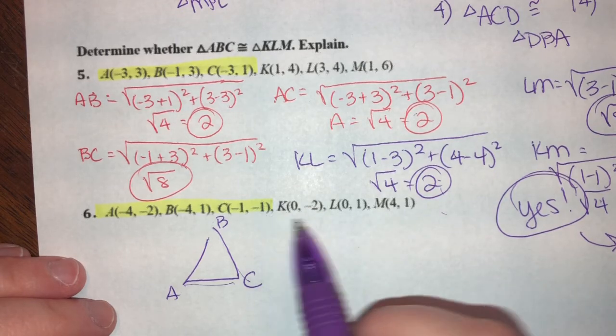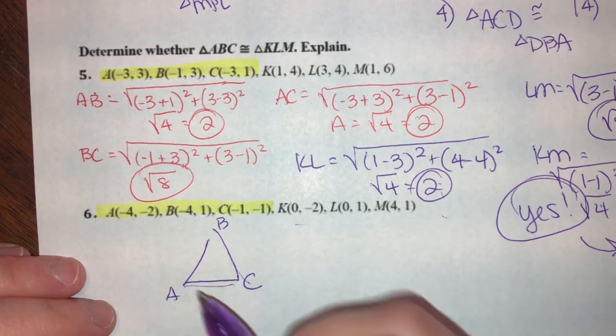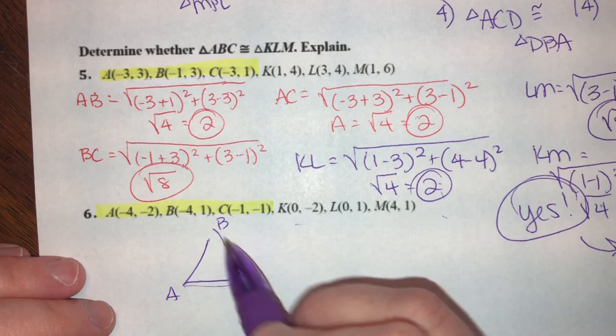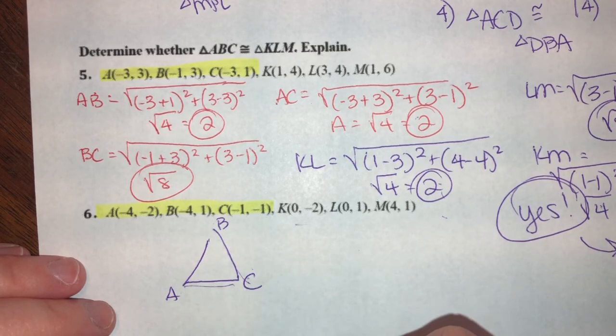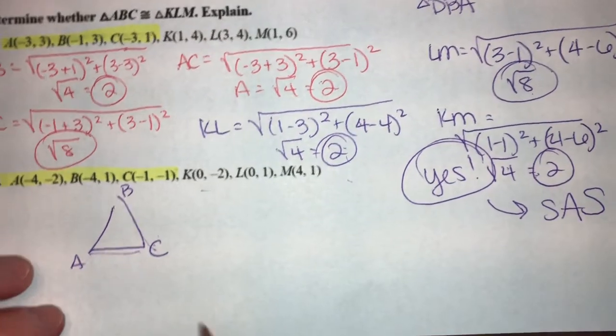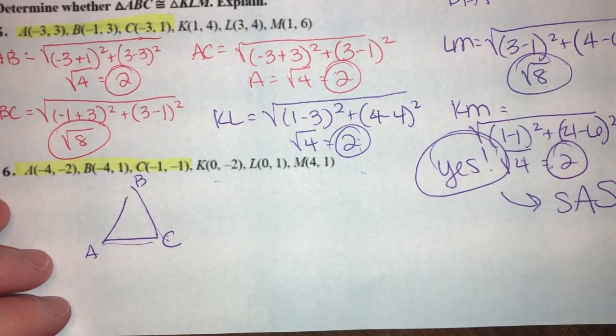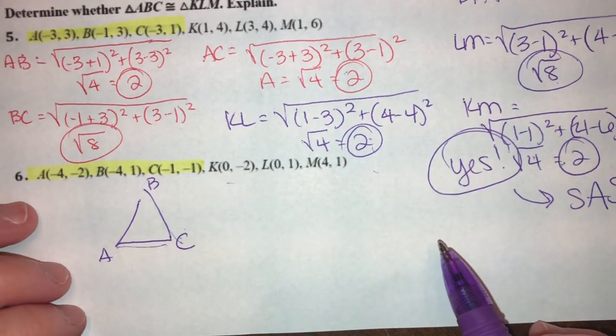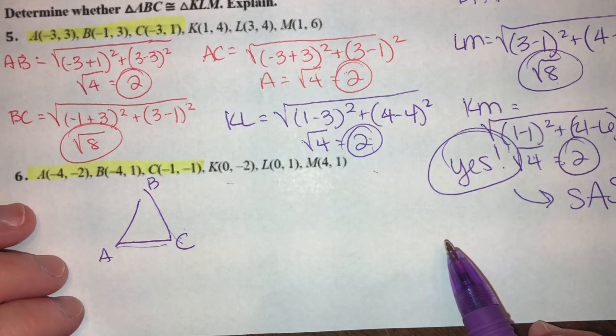Same thing with KLM. You're going to have side KL, LM, and KM, right? Find the length of all three sides, compare, and if they match, then you know they're congruent by SSS. If they do not match, then you cannot say they are congruent by SSS. So you would just say no.